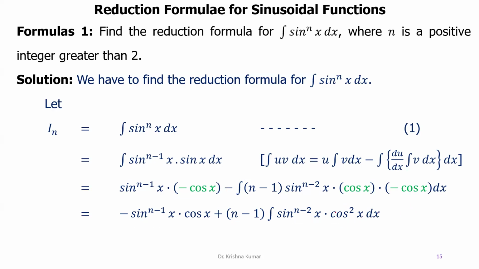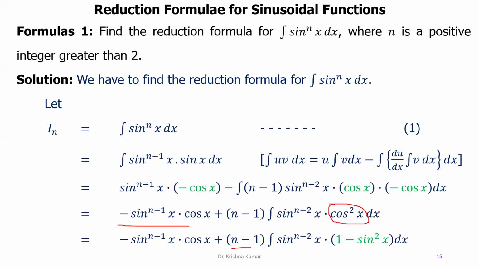Now since we know that cos square x can be written as 1 minus sine square x, here there is no change in the first term, (n minus 1) sine to the power n minus 2 x, and cos square x can be written as 1 minus sine square x. Now let us just open the bracket.